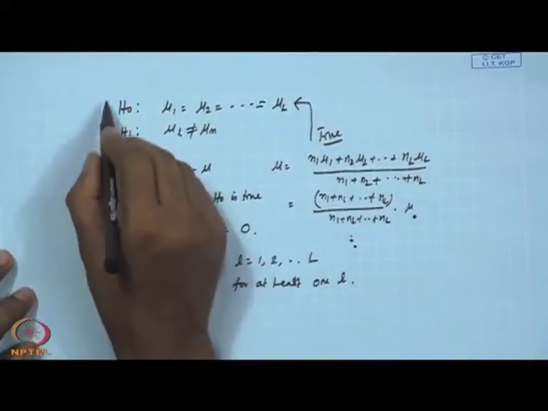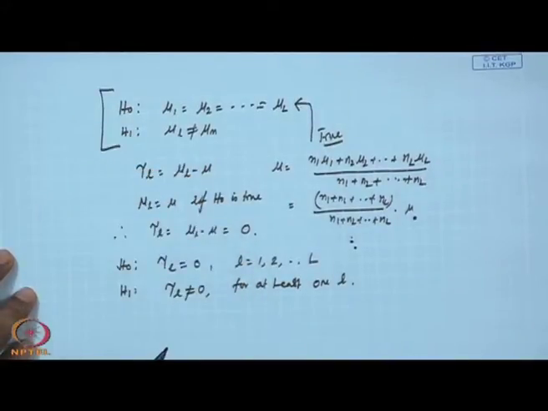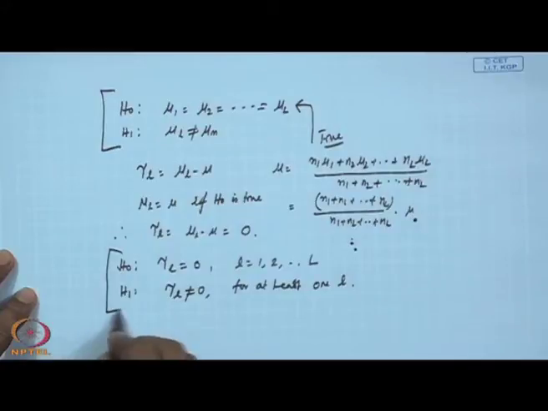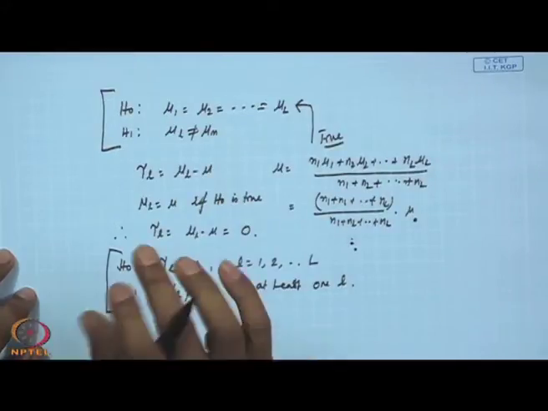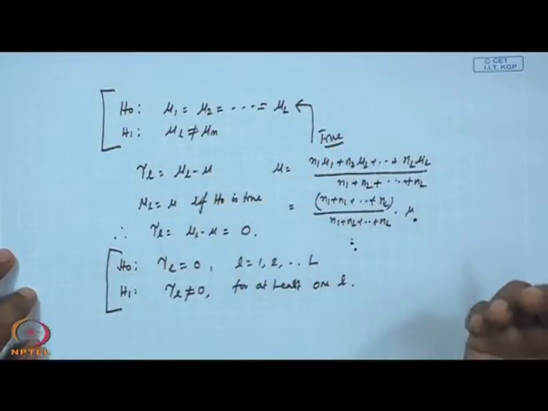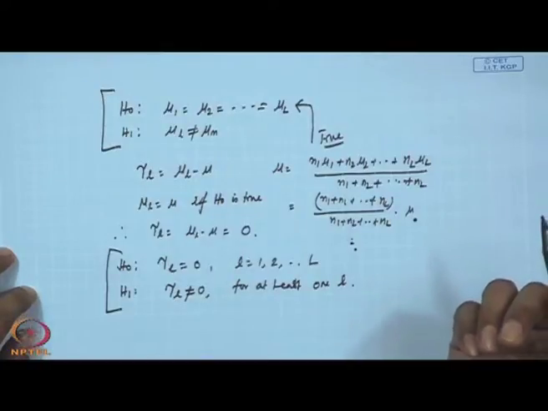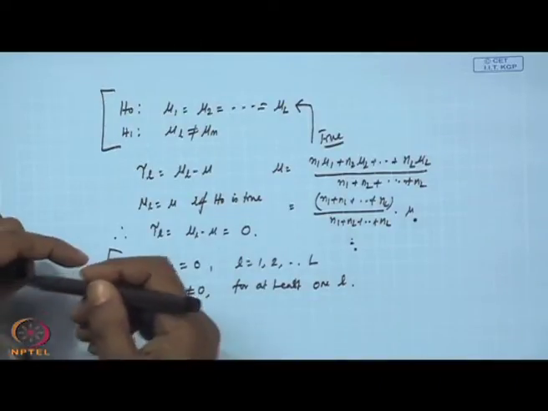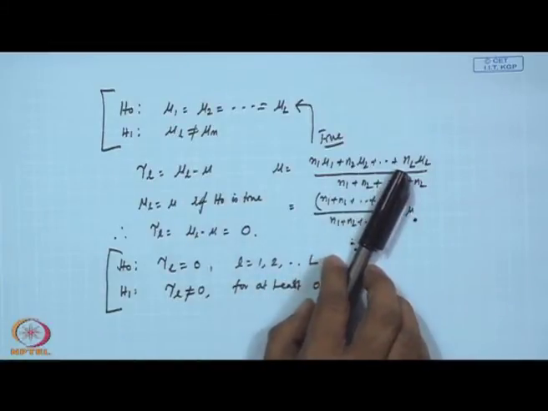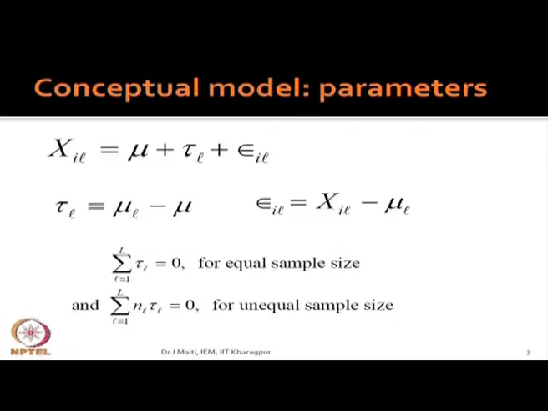So, if you test this hypothesis in terms of mu and the other hypothesis in terms of tau L, you are actually doing the same thing. Okay. So, in MANOVA we will do this in the same manner like ANOVA, partitioning the observation. Now, we will see how to partition the variability part.